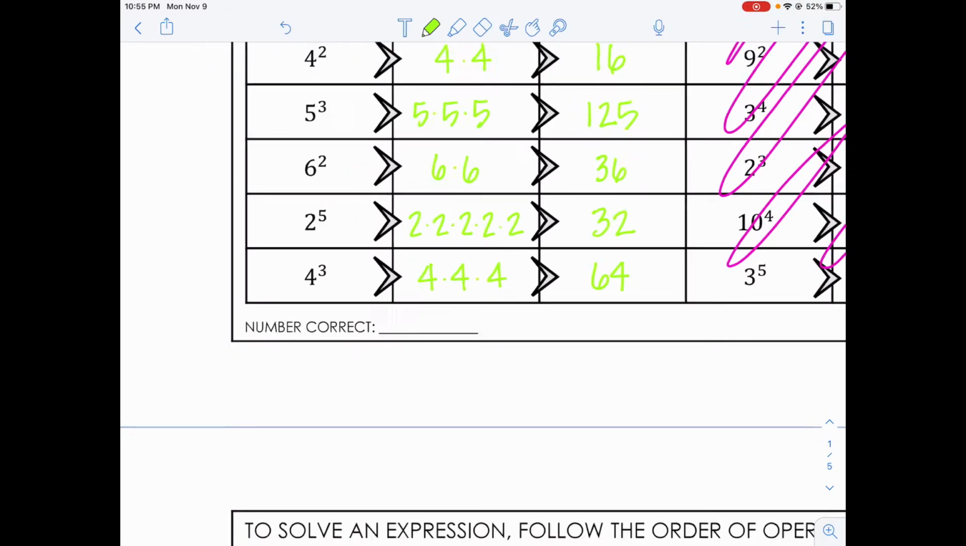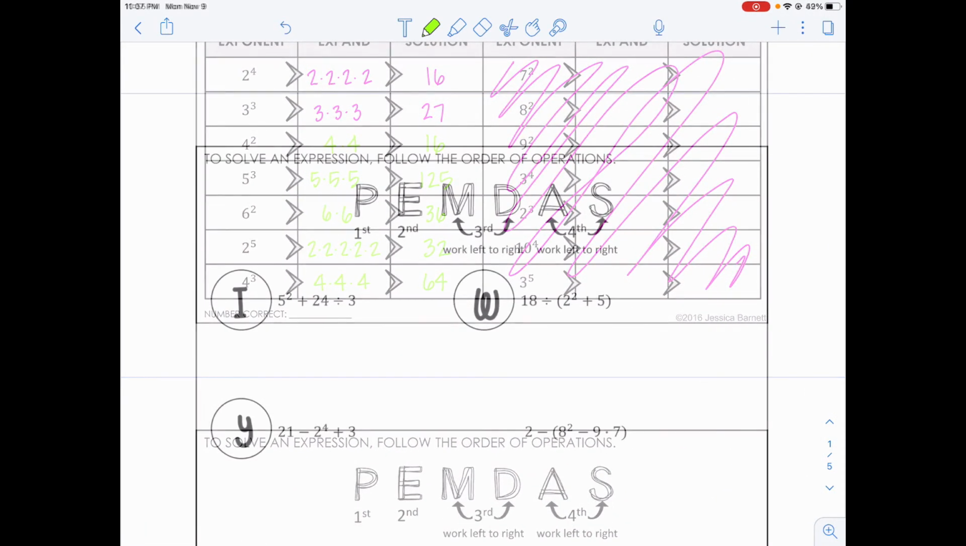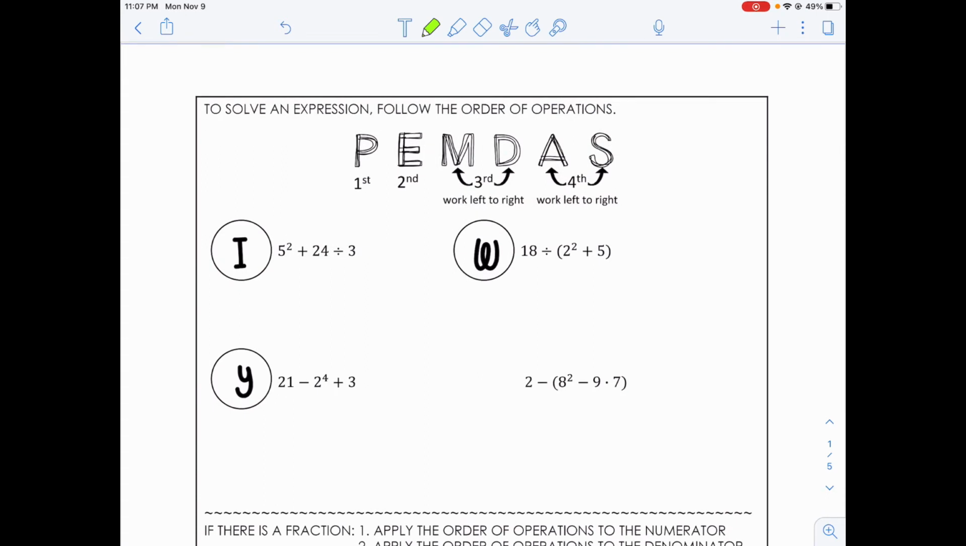Go ahead and turn it over to the back of this page. All right, now we're going to talk about simplifying an expression. To simplify a numeric expression, you have to follow the order of operations. PEMDAS is the most commonly used acronym to help you remember order of operations. Sometimes people say, please excuse my dear Aunt Sally, or something like that.